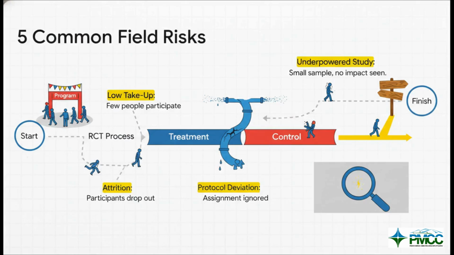When you're out in the field, you have to be vigilant because things can and do go wrong. You might have low take-up, where hardly anyone in your treatment group actually participates. You can have contamination, where the control group gets a piece of the program somehow. People can drop out of your study, that's called attrition, and if too many do, it can totally bias your results. Sometimes field staff don't follow the randomization protocol, and if your sample size is too small, your study will be underpowered, which means you could miss a real impact, even if it's actually there.